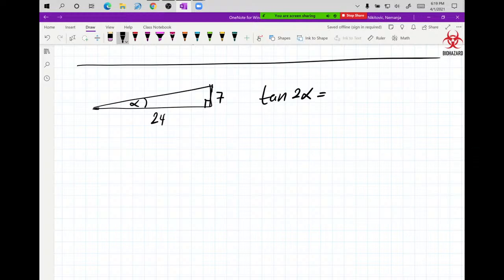I got 25. 25. Good. So this is another one of those Pythagorean triplets. So that's 25. And we set up our adjacent, the one that is touching the angle, opposite, across, hypotenuse. It's the long side. And tangent.